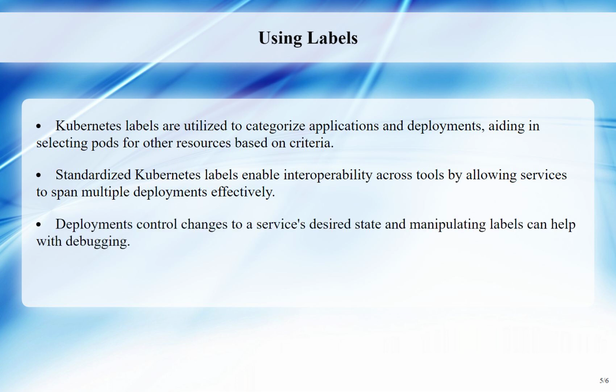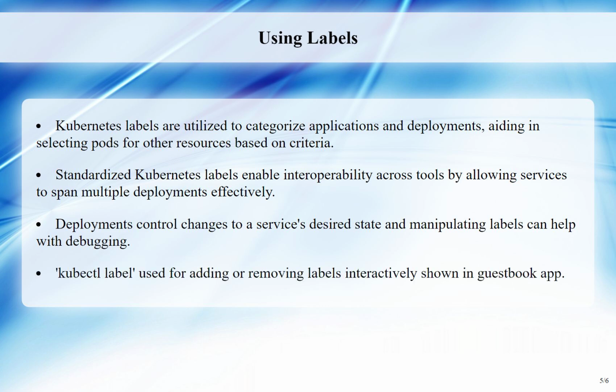When updating a service without downtime, a deployment is used to control the rate of changes to the desired state. Manipulating labels can be used for debugging purposes, as removing relevant labels from a pod will prevent it from being considered by controllers or serve traffic by services. Using kubectl label allows for interactive removal or addition of labels. This approach is demonstrated in the Guestbook app.